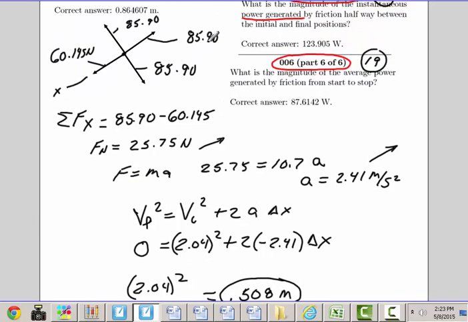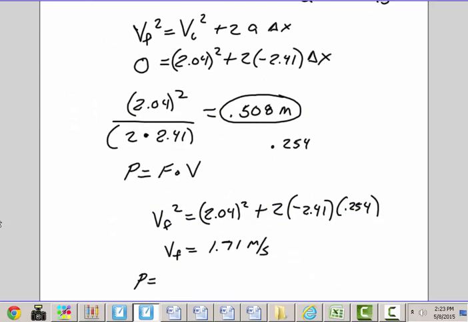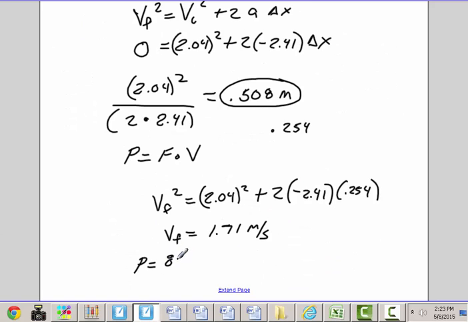The frictional force is 85.9. Does everybody see where I got the 85.9? Yeah. So we take 85.90 and multiply it by the velocity when I'm halfway down. What does that give me? 146.889. And that would be watts.